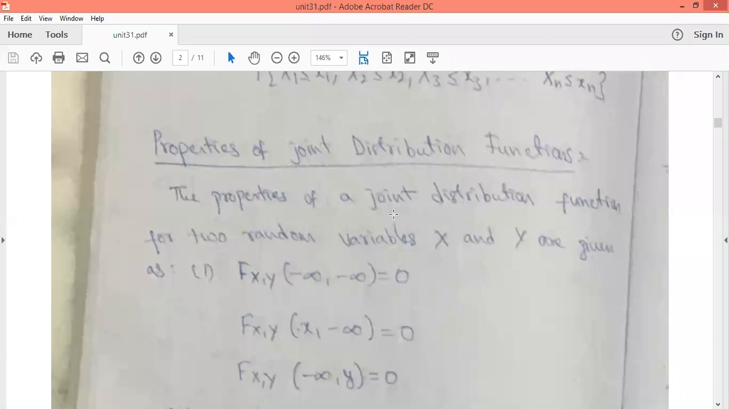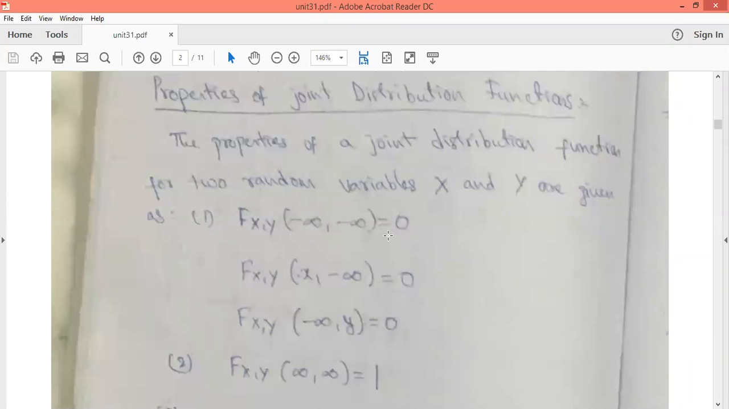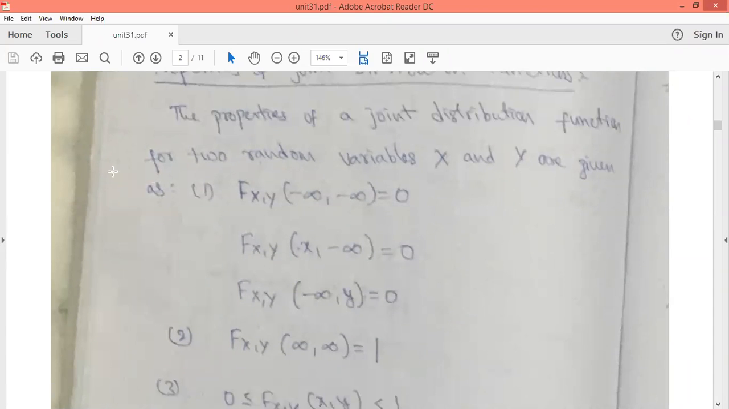The properties of the joint distribution function are defined by using only two random variables, x and y. The first property says that the joint probability distribution function at x equal to minus infinity and y also minus infinity, that is F_XY(−∞, −∞), will be 0. Similarly, F_XY(x, −∞) will be 0, and F_XY(−∞, y) is equal to 0. This is our first property.